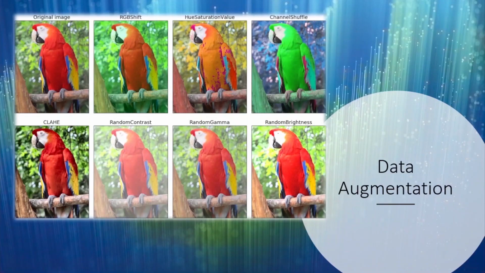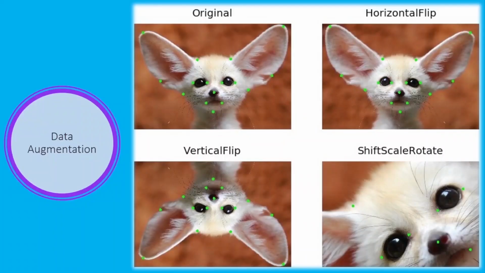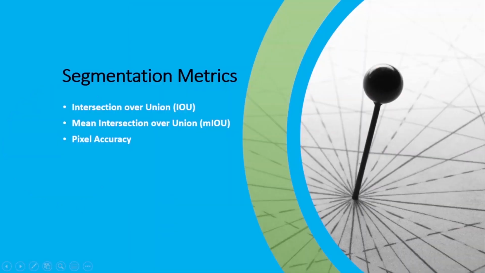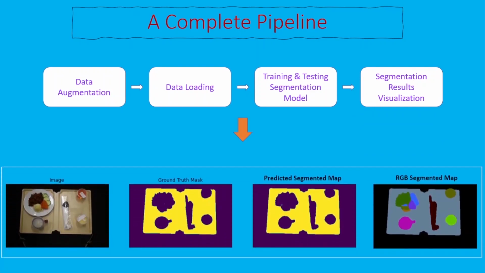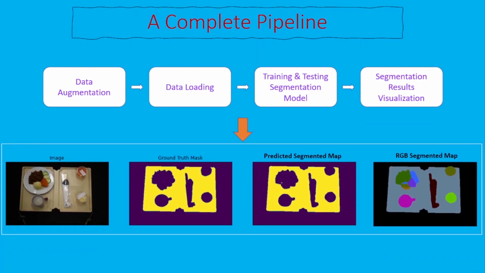You will perform data augmentation to produce transformed and altered versions of the original images to increase the size and the diversity of the training dataset, which can improve the performance of the deep learning model. To evaluate the performance of the semantic segmentation model, you will use common segmentation metrics. You will also be able to calculate the intersection over union for each class in your dataset. You will implement the complete pipeline from data loading to model optimization, training, testing, and visualization of the segmentation results with the help of Python and PyTorch.